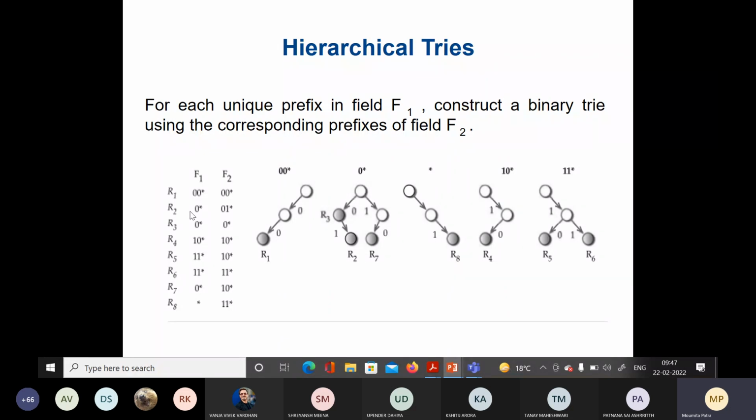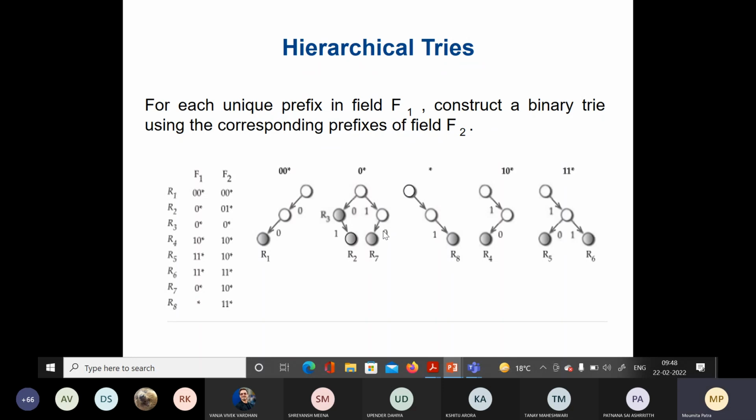So under 0 star of F1, what are the corresponding F2 values? The first one is R2, that is 0 1 star. So you can see here 0 1 star, R2. Then again with F1 0 star, what is the corresponding F2 value? That is 0 star for rule R3. Then next is the rule R7, which has the corresponding F2 value as 1 0 star, and you can see it has been written here, 1 0 star for R7. Similarly you go on for all the other values present in the F1 field, and correspondingly you build a trie with the corresponding F2 field values.